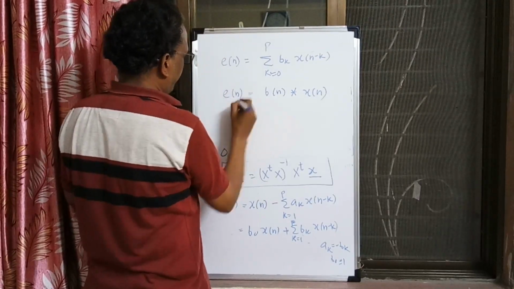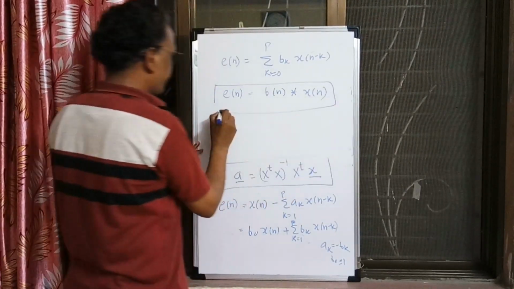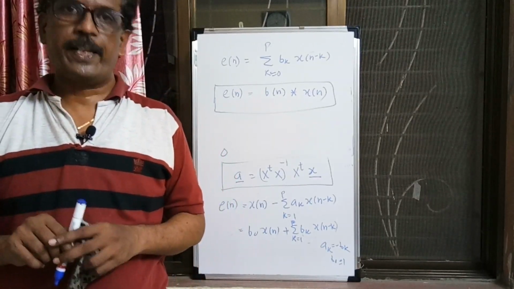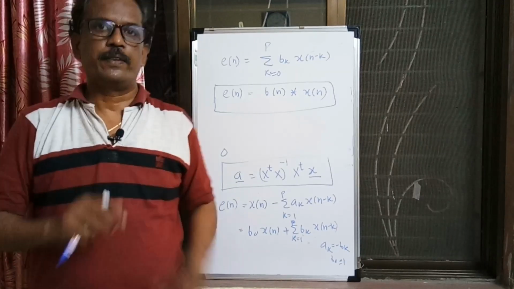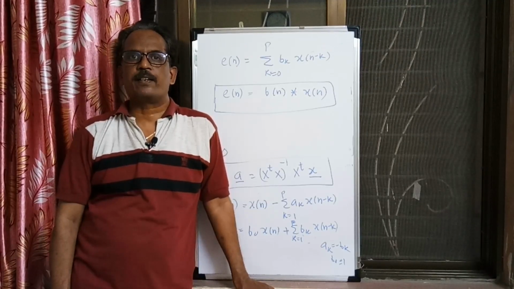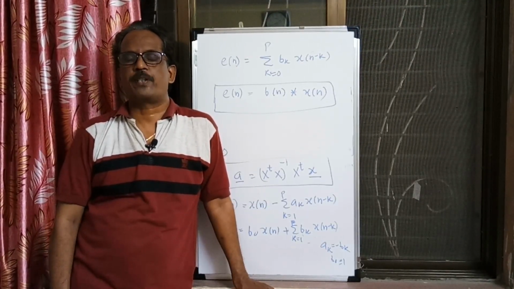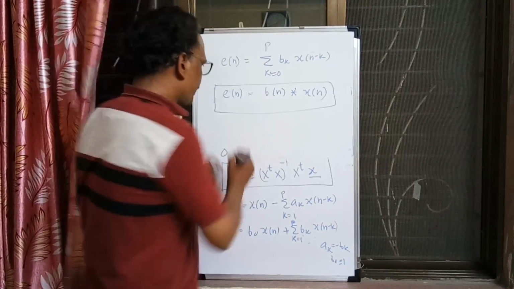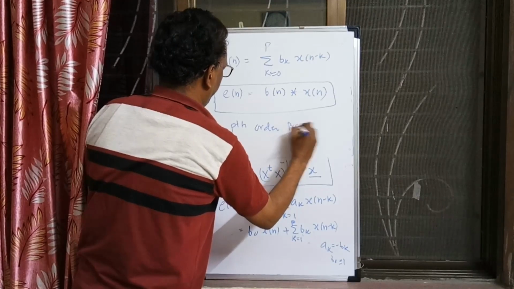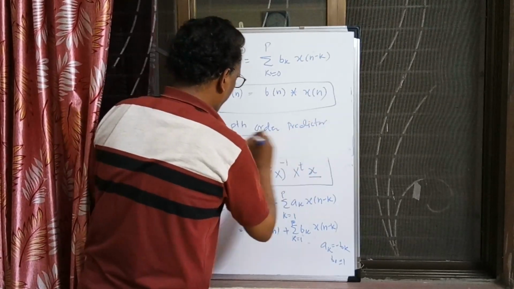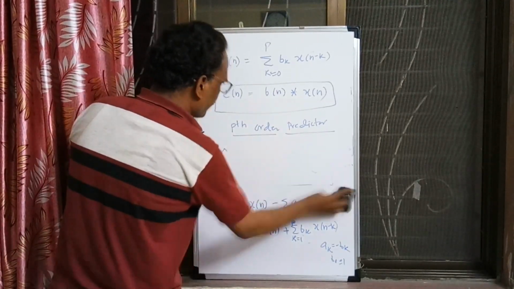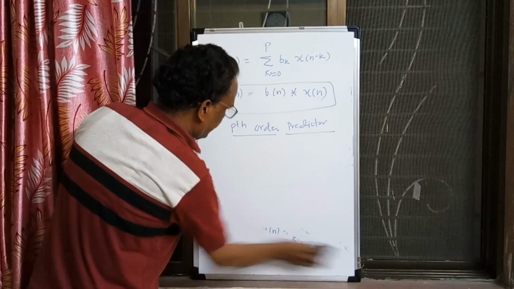So this is E of n. From this prediction, we are finding the coefficients of the predictor. The predictor is a pth order predictor, because we are finding the next data using the past p samples. That is why this predictor is called a pth order predictor. We are using the past p samples, and that is why we have p coefficients.